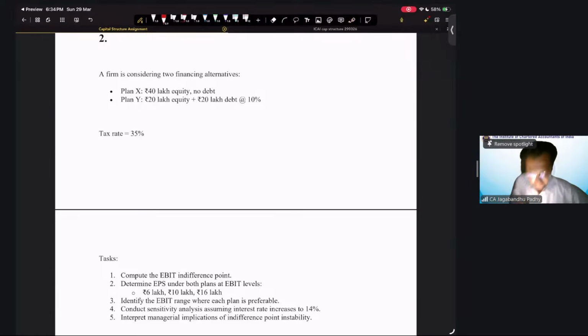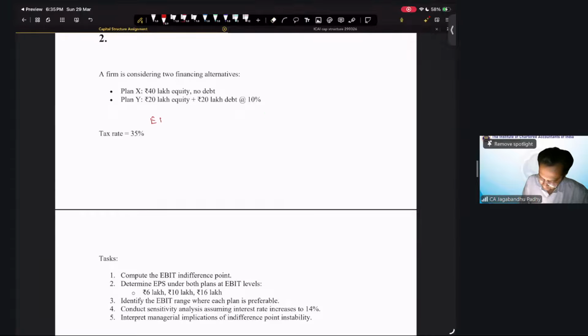Now for the indifference point, we can get it easily. Indifference point of X is interest plus preference dividend upon 1 minus T. And since there is no interest, the indifference point of X is 0. Sorry, that's a break-even point. My bad.